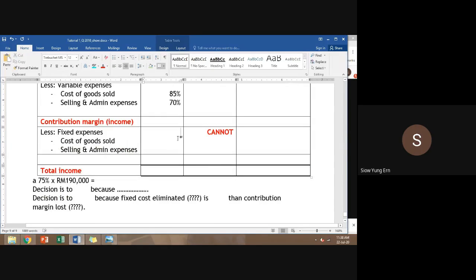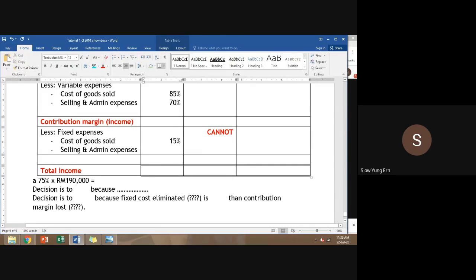What is your fixed cost of goods sold? Just now you use 85%. So now you use the remaining 15%. So what do you get? Correct, 28,950. Okay, selling and admin.